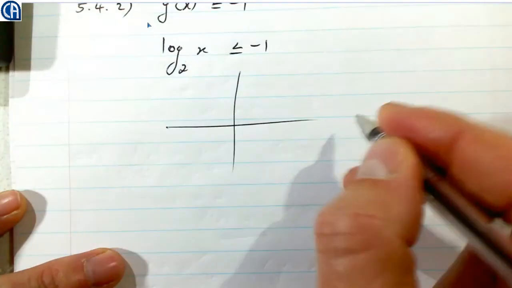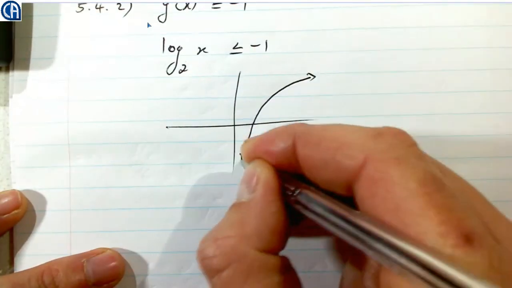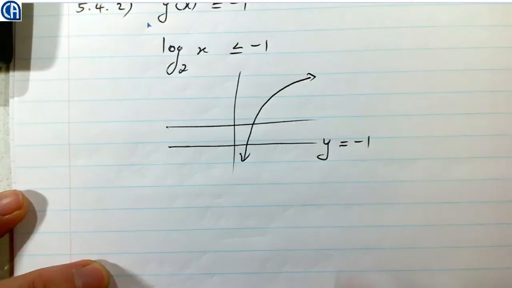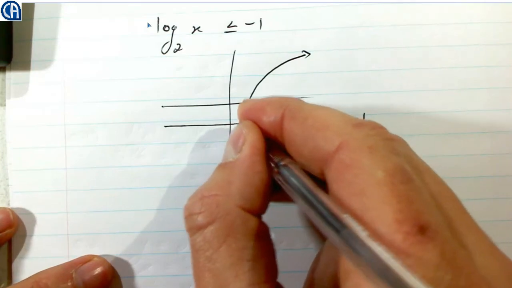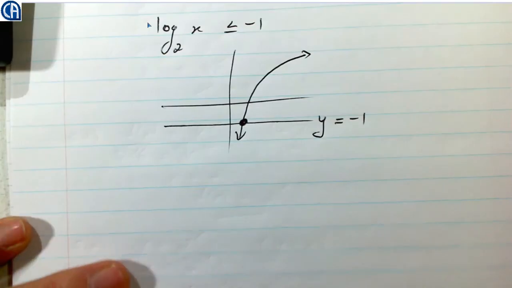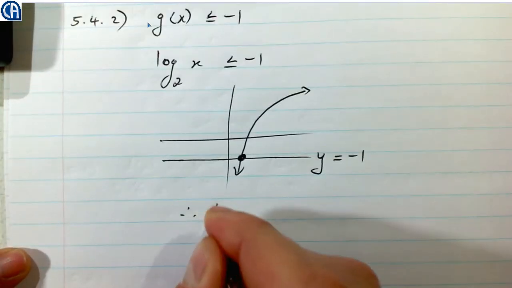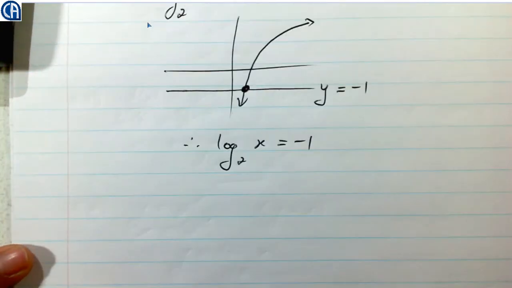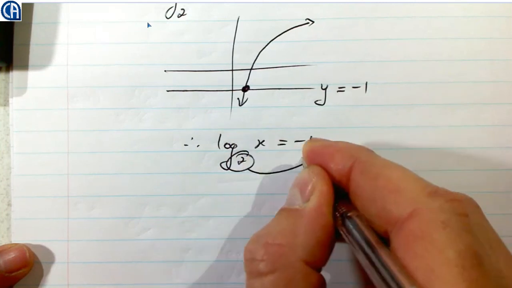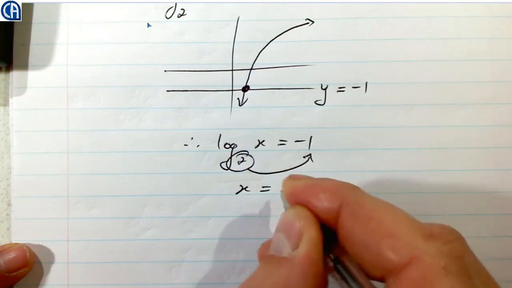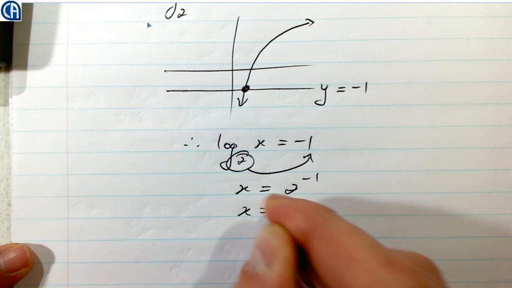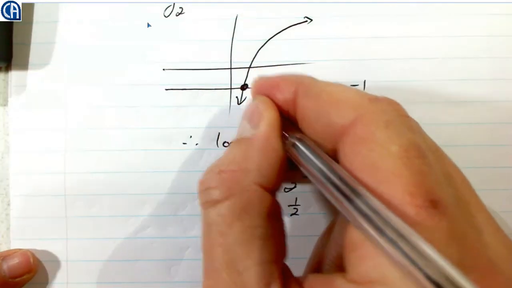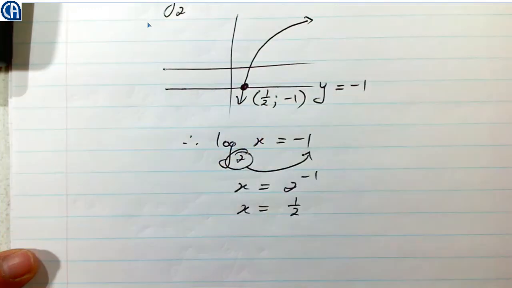So let's go through again. There's your log graph, and where y equals minus 1. So what you've got to do is work out the point of intersection. So therefore log 2x equals minus 1. So then remember, you take that, you raise it to that power, so x equals 2 to the power minus 1. 2 to the power minus 1 is a half. So that point there is (a half, minus 1).